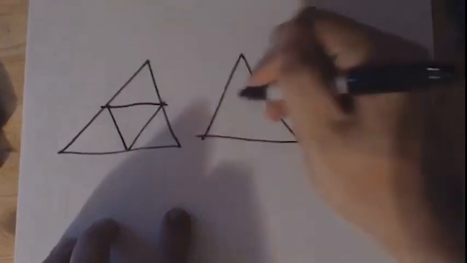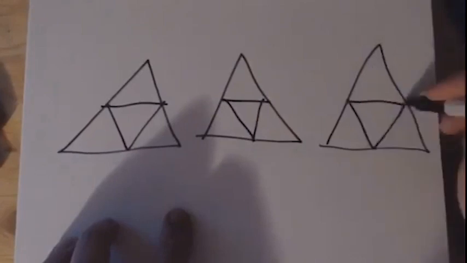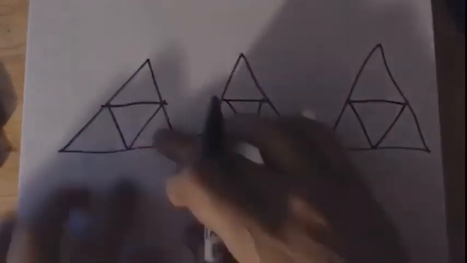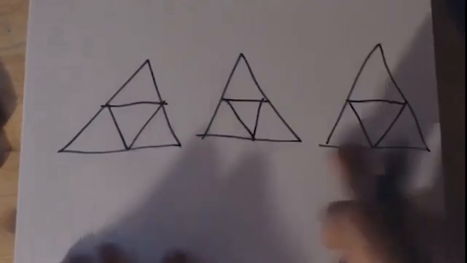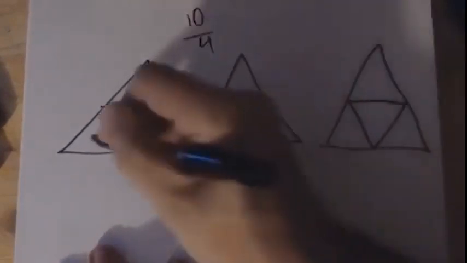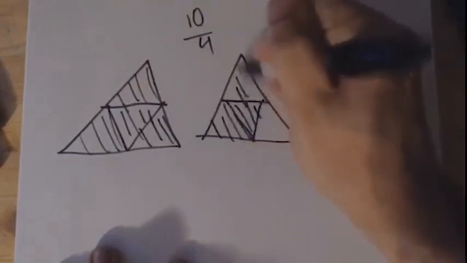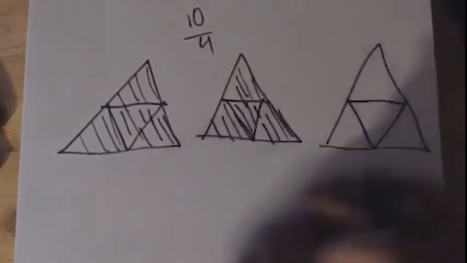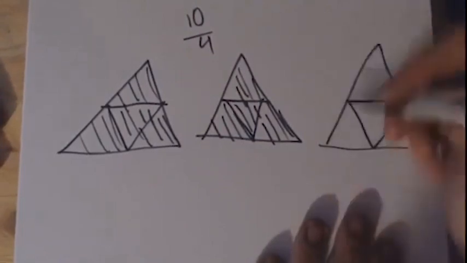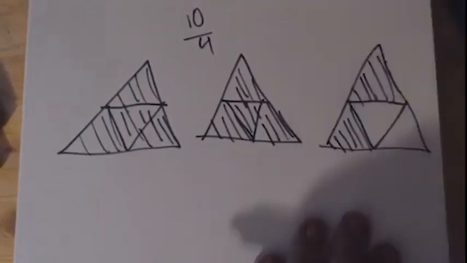So I'm representing fourths, by splitting these figures into 4 equal pieces apiece. And I need to draw enough of them to give myself 10/4. 1, 2, 3, 4, 5, 6, 7, 8. And so I need to draw one more triangle here in order to shade 9 and 10.